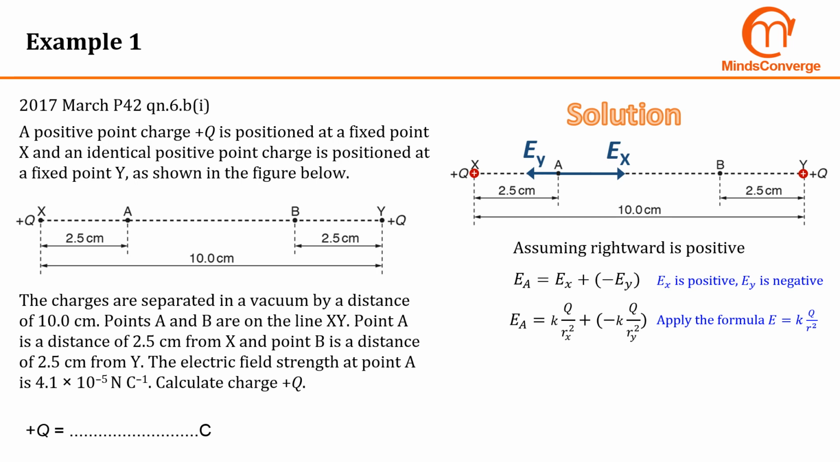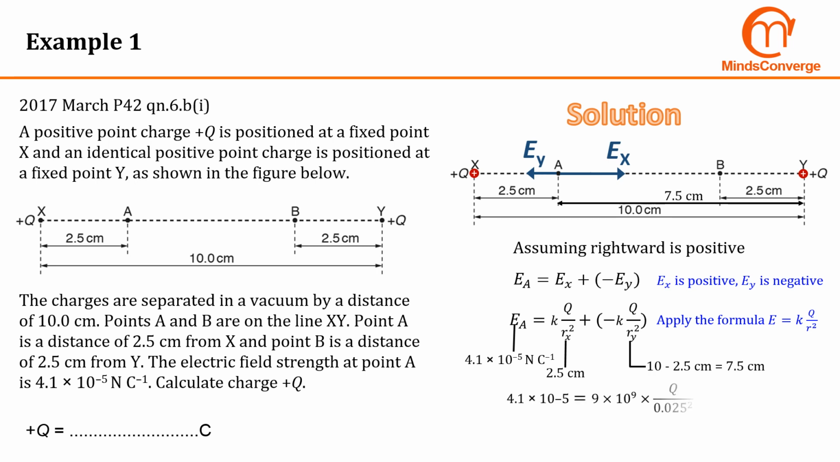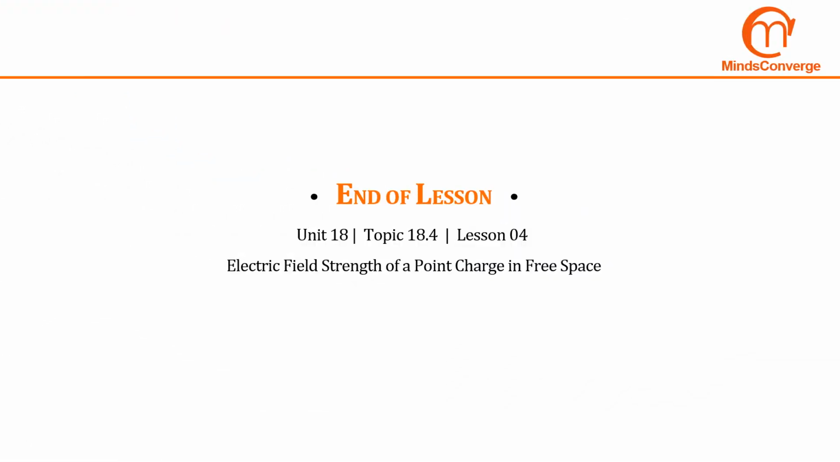Rx is the distance from point A to the point charge at x, which is 2.5 centimeters. Ry is the distance from point A to the point charge at y, which is 10 minus 2.5 centimeters, and equal to 7.5 centimeters. It's given in the question that the resultant electric field strength at point A is 4.1 times 10 to the power of negative 5 newtons per coulomb. Convert the unit of Rx and Ry from centimeters to meters and substitute the values into the equation. Simplify the equation and solve for the charge Q, which is 3.2 times 10 to the power of negative 18 coulombs. We have come to the end of this lesson.